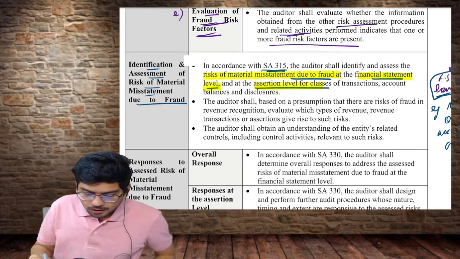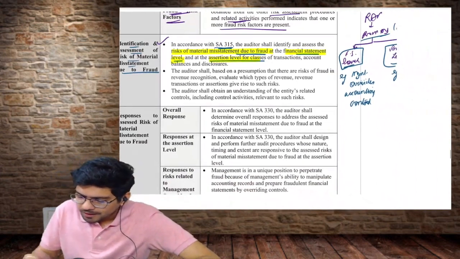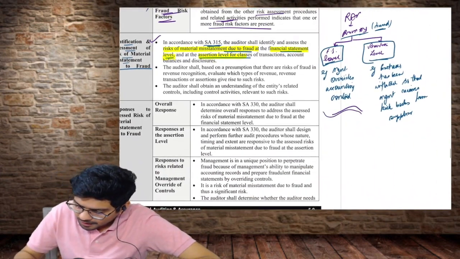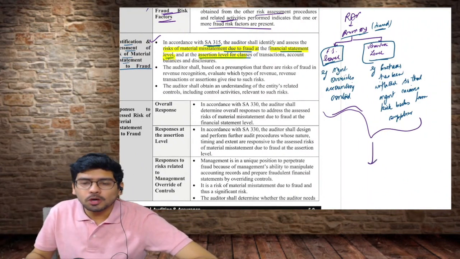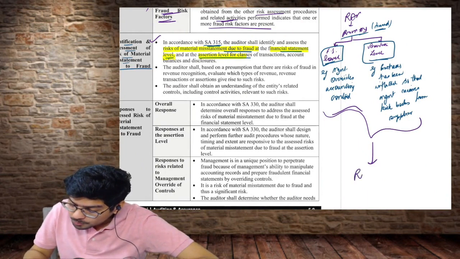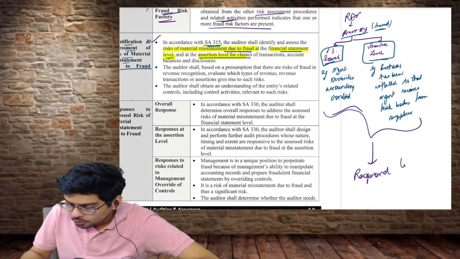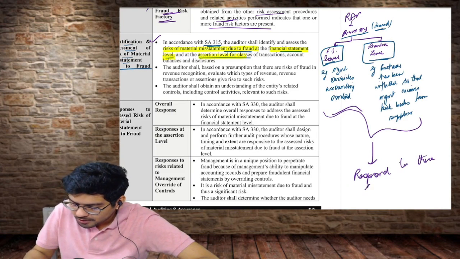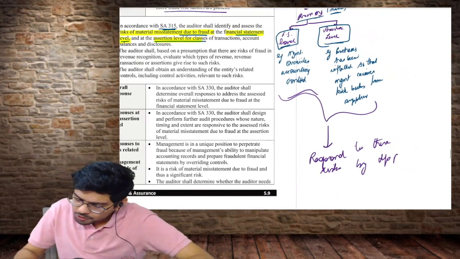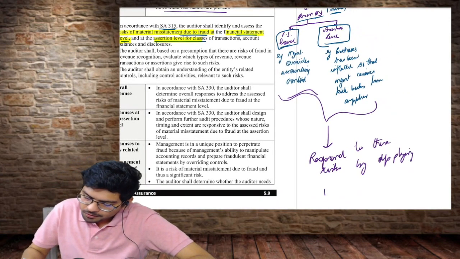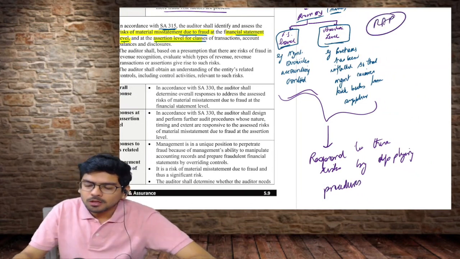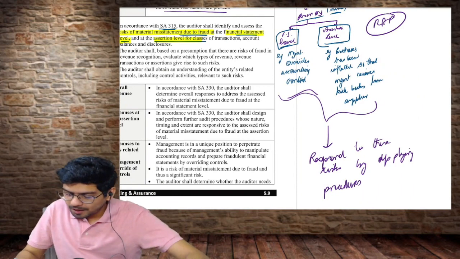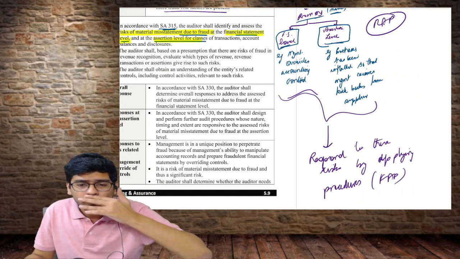Now, please understand, having identified and assessed ROMMS at 2 levels, what is the auditor going to do now? He is going to respond to these risks. How is he going to respond to these risks? By applying procedures. Which procedures? Can anyone answer? So we do an RAP here, we get ROMMS. Now on the basis of the risk, I am going to apply procedures. What are the procedures? Basically I am going to do further audit procedure.